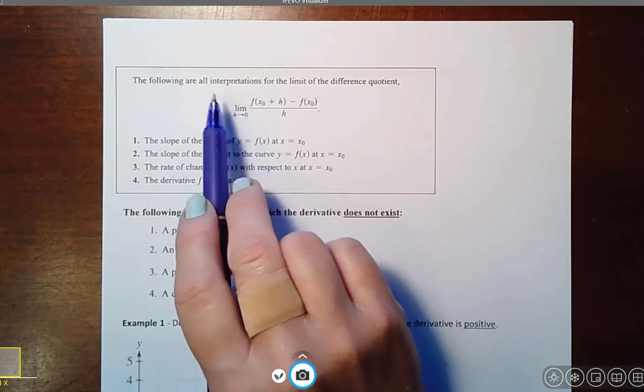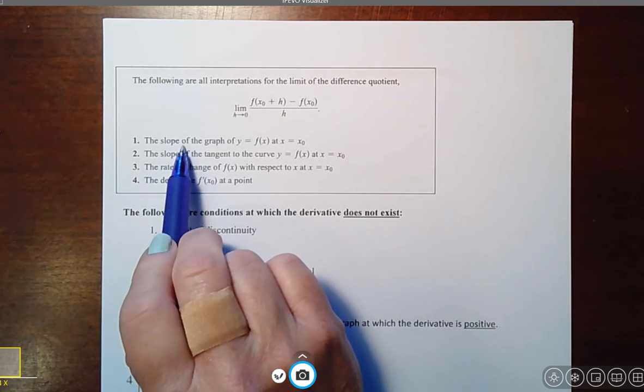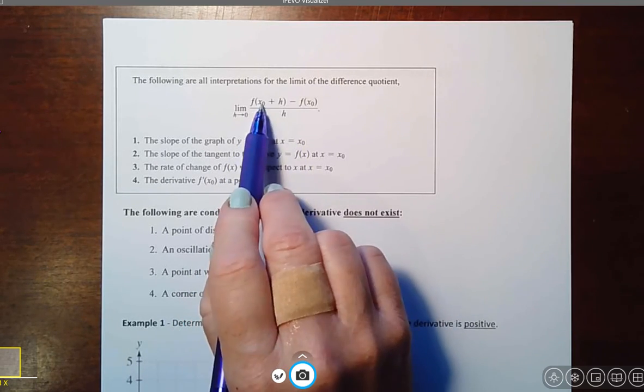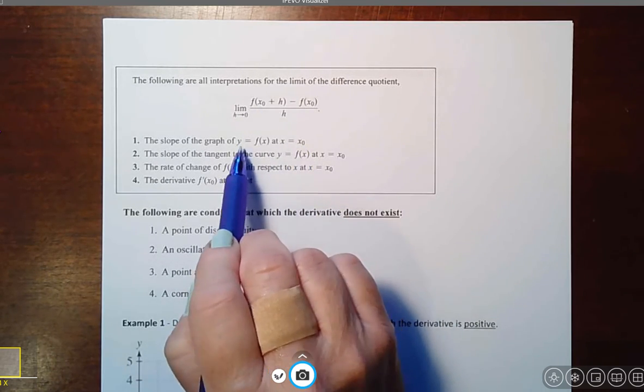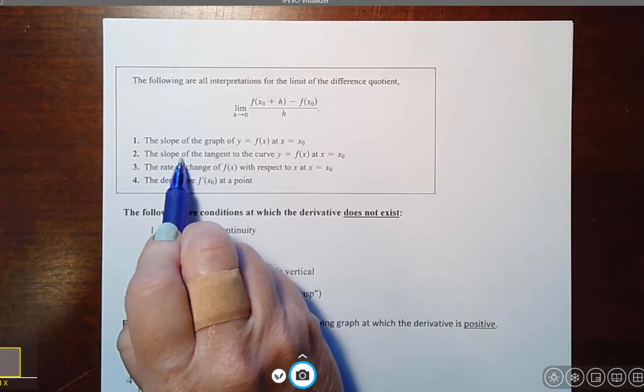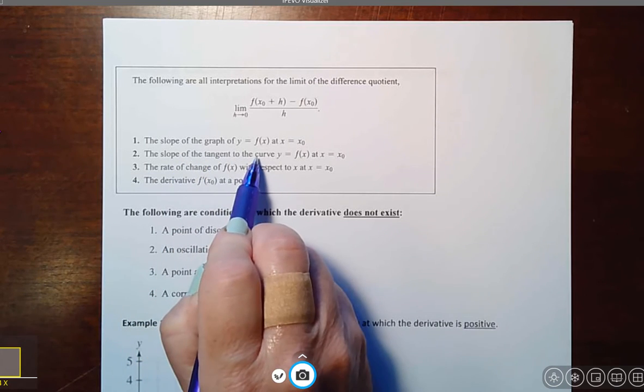So what does it represent? Well, it is the slope of the graph of y equals f of x at x equals, in this case, x naught. In other words, it is the slope of a tangent line, which is what the second point says: the slope of the tangent to the curve at that point.